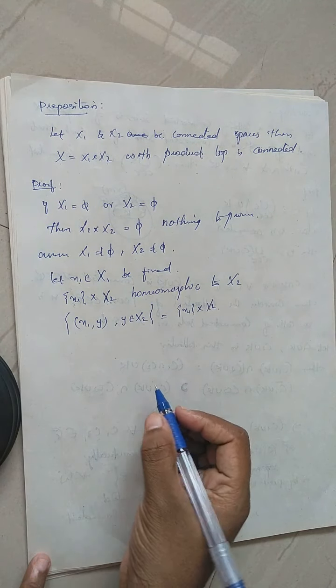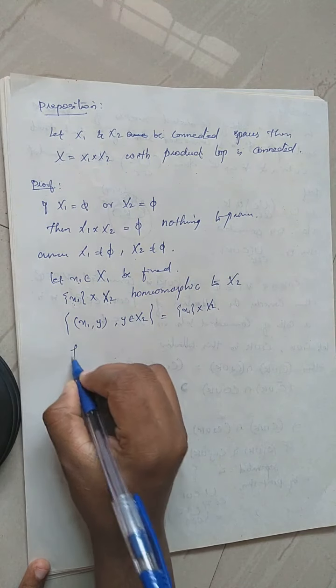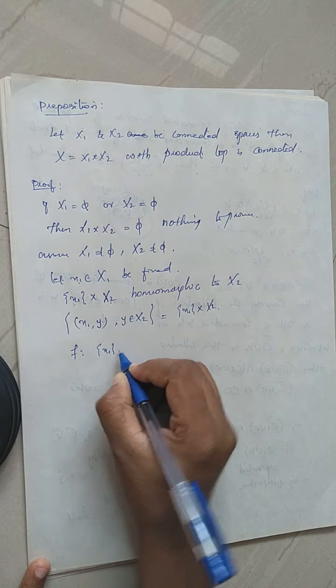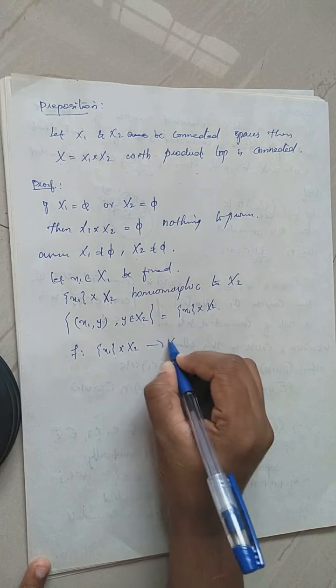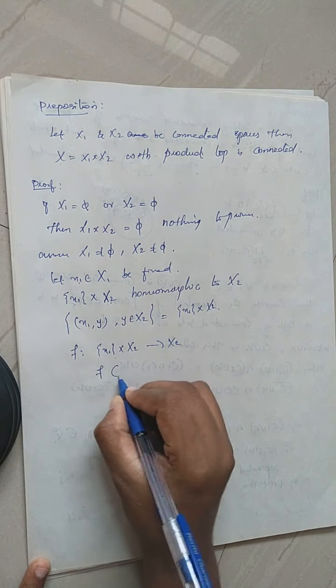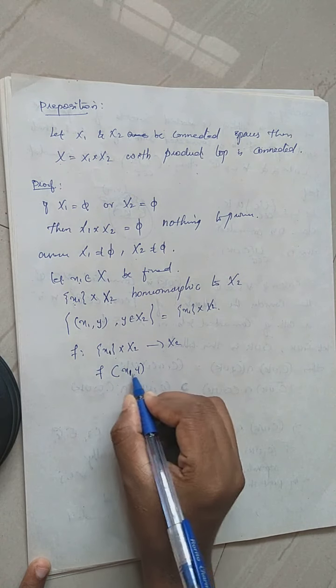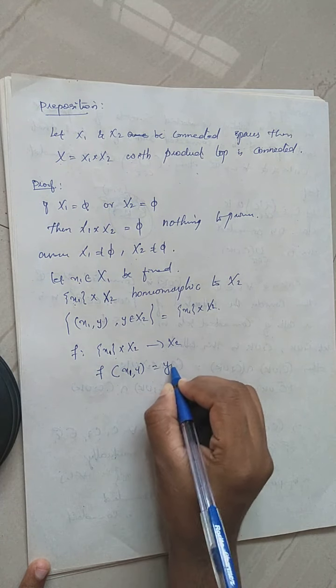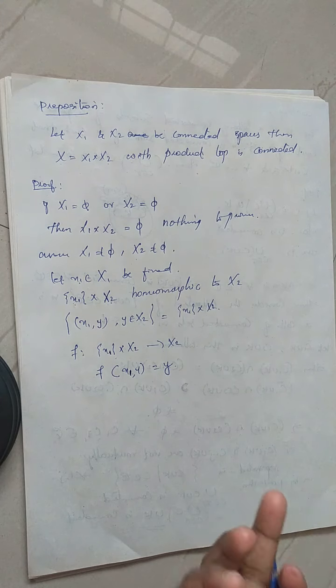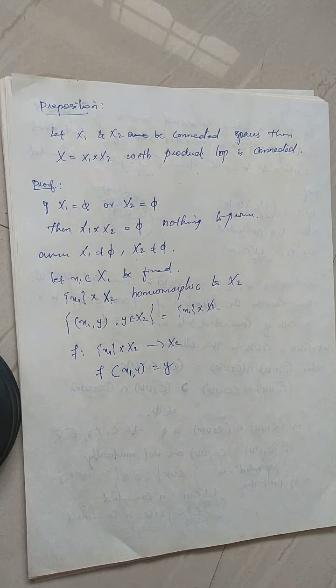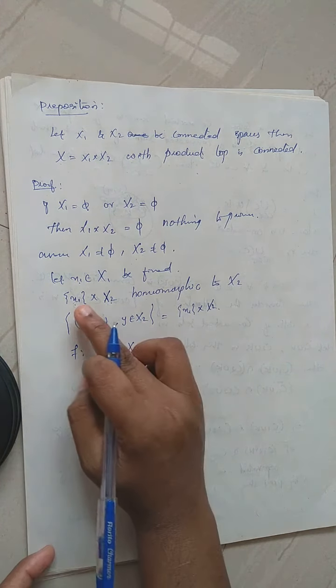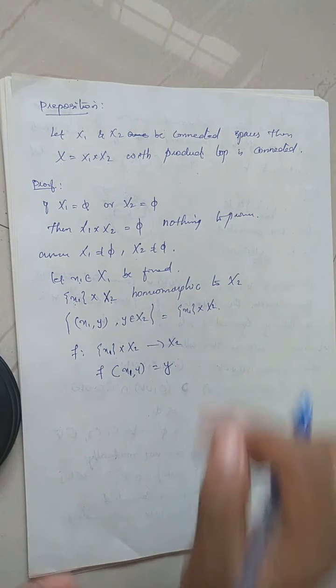Okay, then consider a mapping f from singleton {x1} cross X2 to X2, which maps f of (x1, y) equal to y. Here x1 is a fixed element, so (x1, y) maps to y. This map is bijective and continuous in both directions. Therefore it is a homeomorphism. So these two sets are homeomorphic.